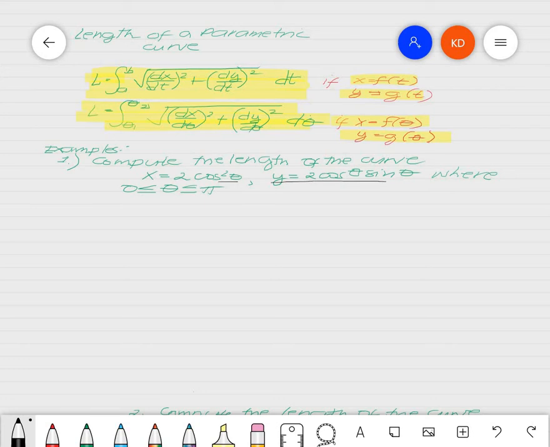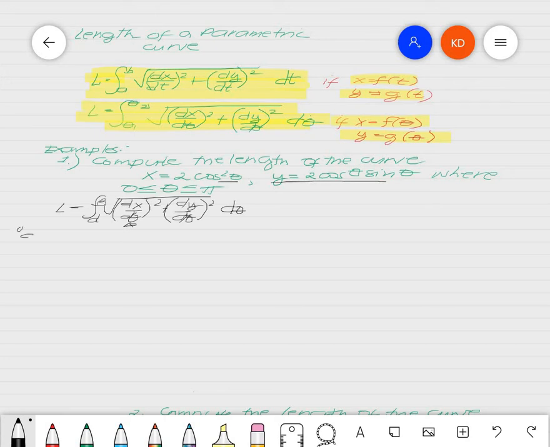You don't need to draw it because we are given the parameters. So we have to solve for the value of L, where L is equal to the integration of the square root of quantity dx over d theta squared plus quantity dy over d theta squared, d theta, from alpha to beta. Let's find dx over d theta and dy over d theta, and square them so we can substitute directly later.